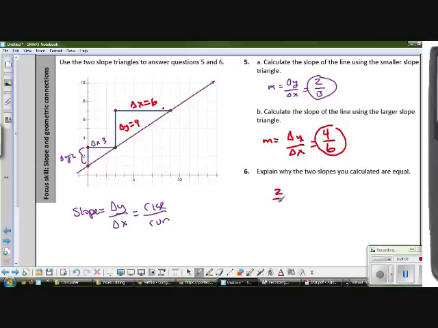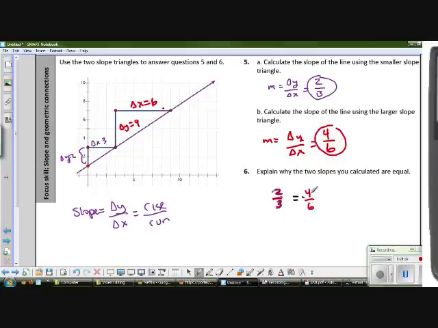I'll explain two different ways. The first way will be purely numeric. In other words, I know that these two fractions are actually the same fraction. If I take 4 over 6 and I cut them both in half, 4 divided by 2 is 2, and 6 divided by 2 is 3. So if I were just to simply reduce this fraction, I end up with 2/3 is equal to 2/3, which checks out. That's one way.